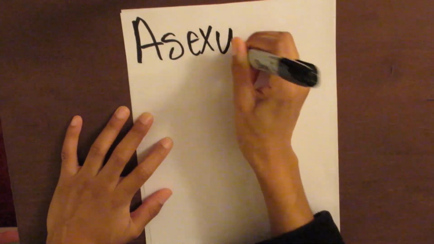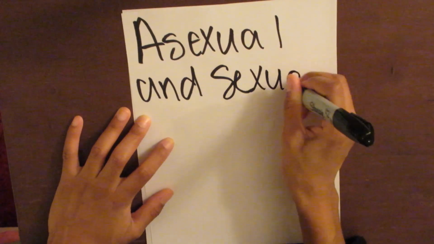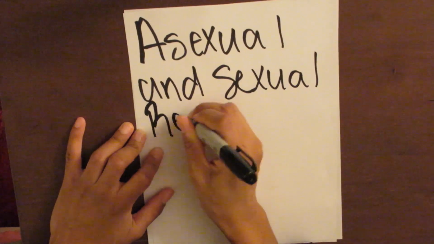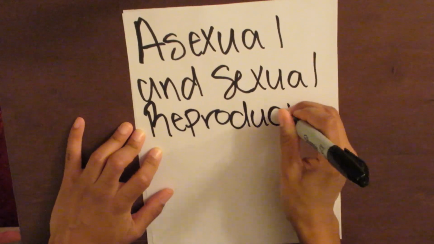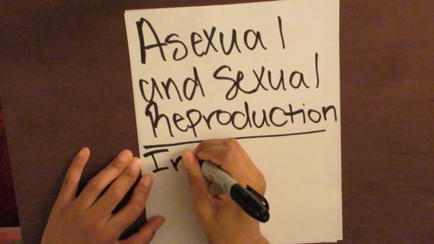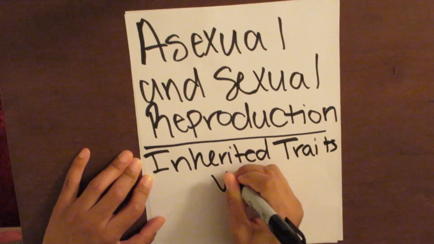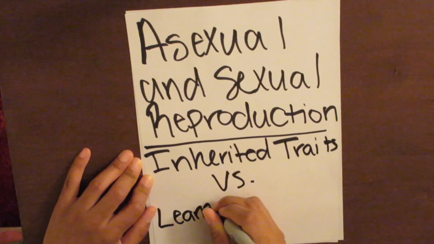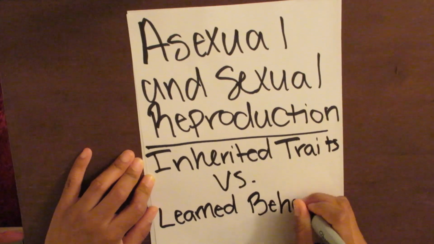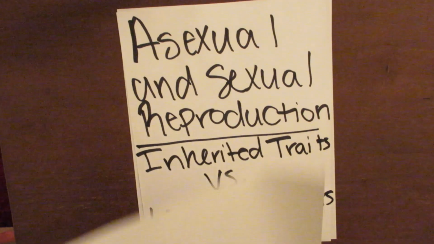So today we're going to be talking about the two different kinds of reproduction, asexual and sexual reproduction. And we are also going to be talking about inherited traits versus learned behavior. So what do you get from your parents versus what are you taught and what do you learn on your own that you wouldn't know otherwise? So let's go ahead and take a closer look at that.